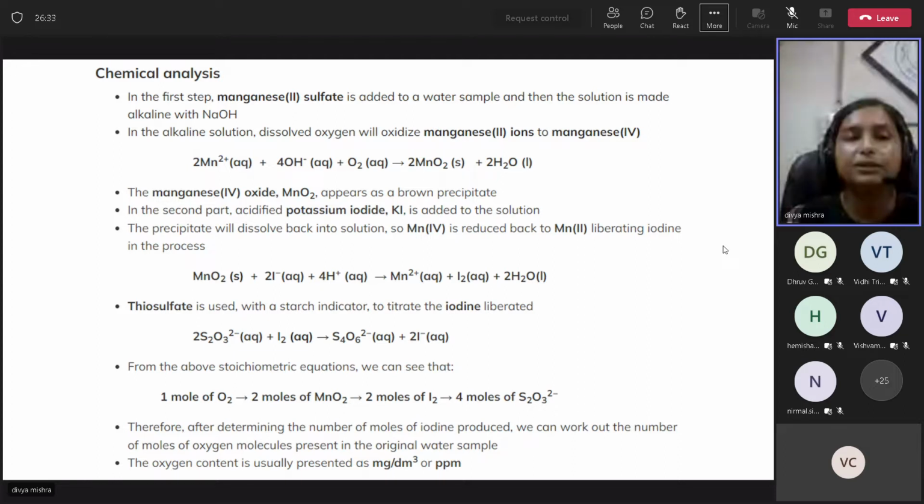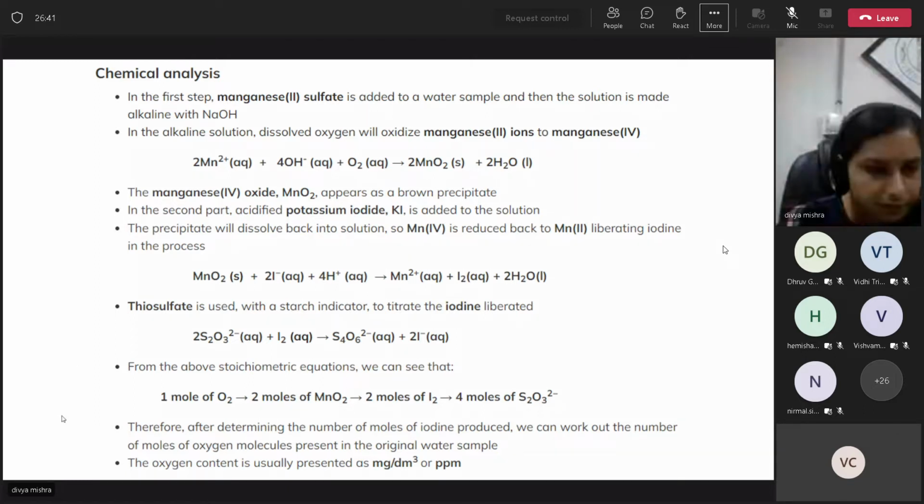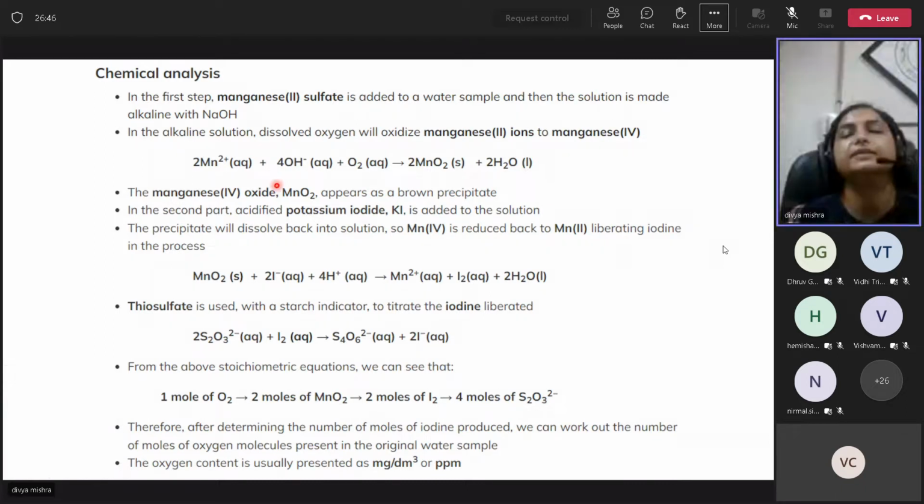Now in this alkaline solution, your dissolved oxygen will oxidize manganese plus 2 ions to give you manganese plus 4. So this is not a single step. There are many steps to this reaction.